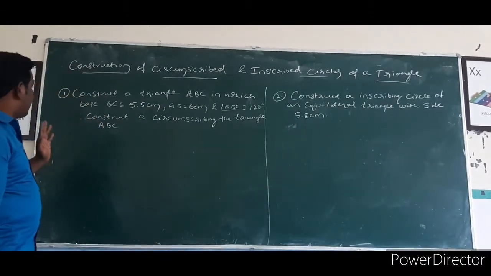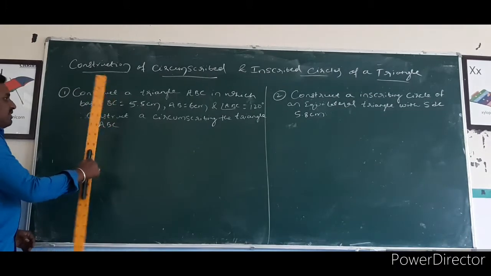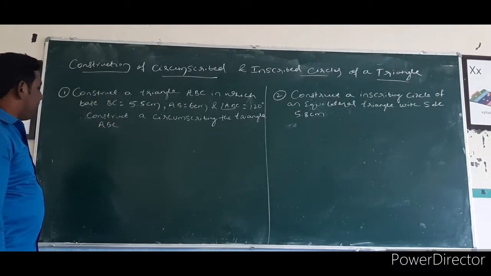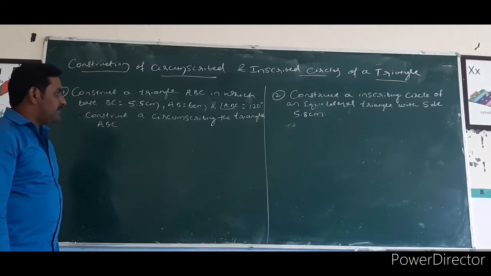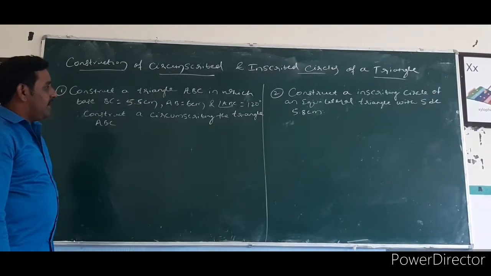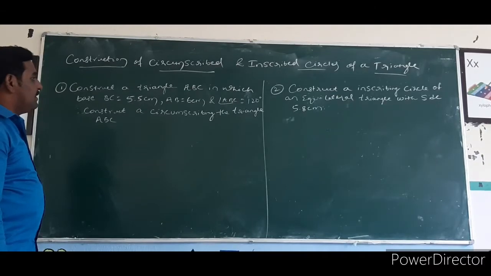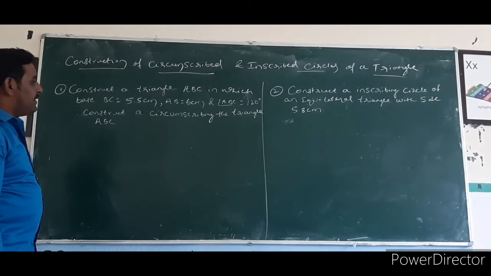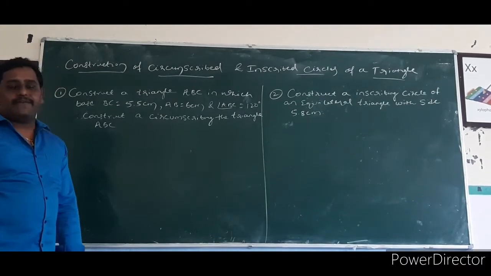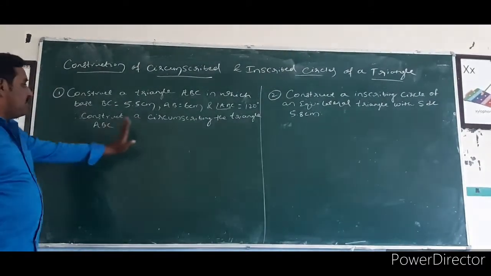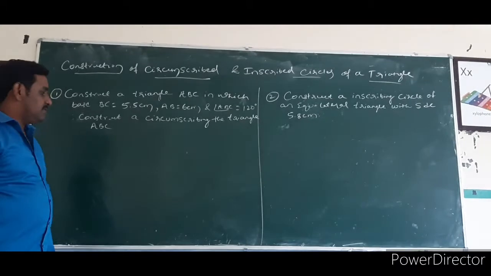So I am considering the first question here. Construct a triangle ABC in which base BC is equal to 5.5 cm, AB is equal to 6 cm, and angle ABC is equal to 120 degrees. ABC is equal to how much? 120 degrees. So we have to construct a circumscribed circle. So let us do.